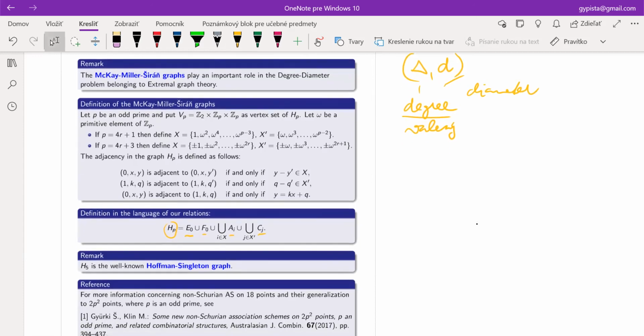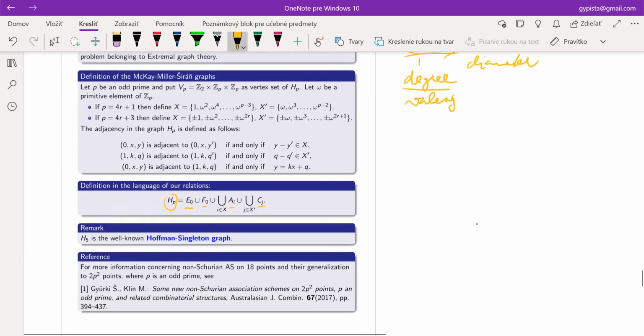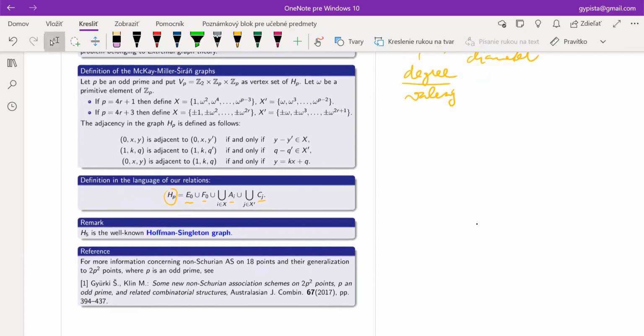So in the table of the largest known graphs for special parameters, still the best ones are the McKay-Miller-Širáň graphs. So these play an important role there, and they were originally defined on the set of triples where the first coordinate is from Z2 and the other two are from Zp.